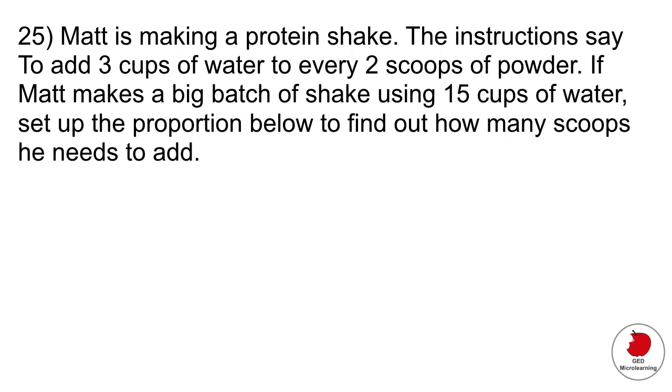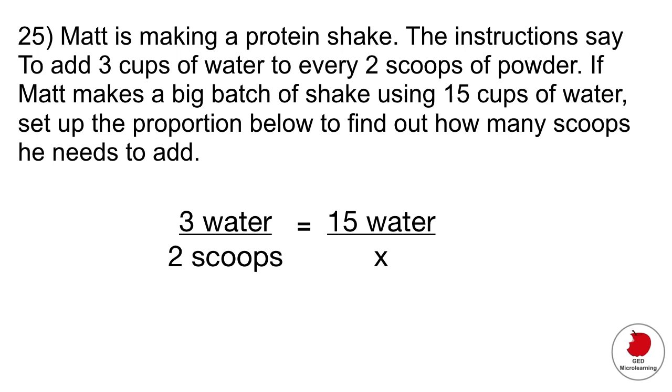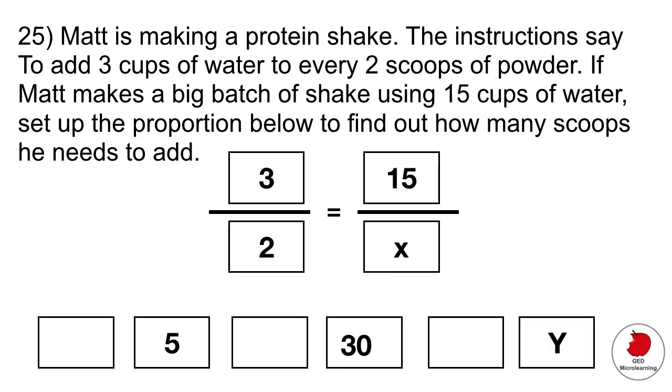Okay, so let's go back to the problem. So it's telling us to set up a proportion. So let's set up our proportion first. So we said that we're going to add 3 cups of water for every 2 scoops of protein powder. And it's telling us in the question that he's actually adding 15 cups of water. So how many scoops does he need? So basically this is the question that you're asking, okay? This is the proportion that you would set up to find X. So now all you have to do is go back to your question, drag those appropriate responses into your box, and you are done.